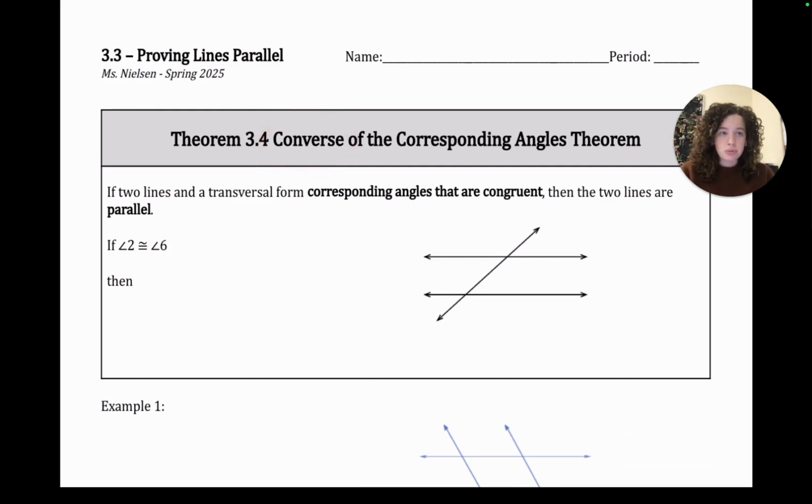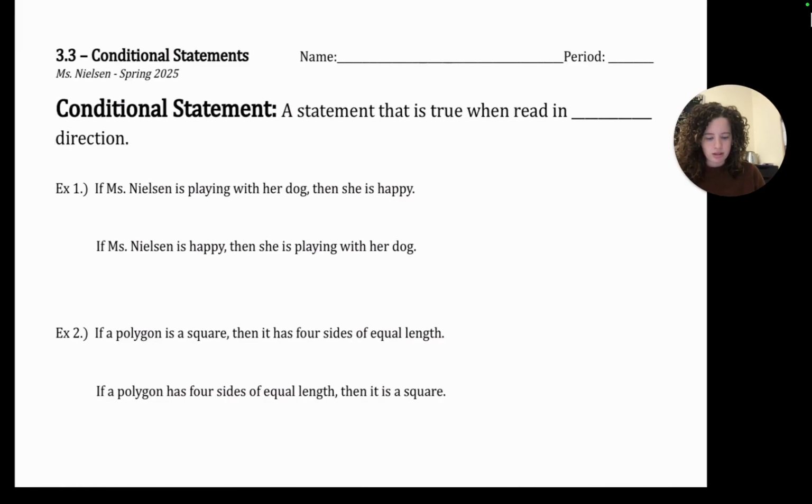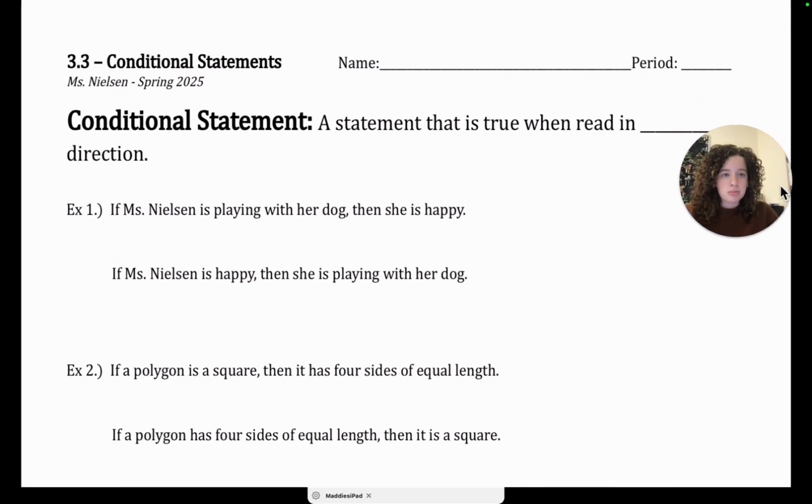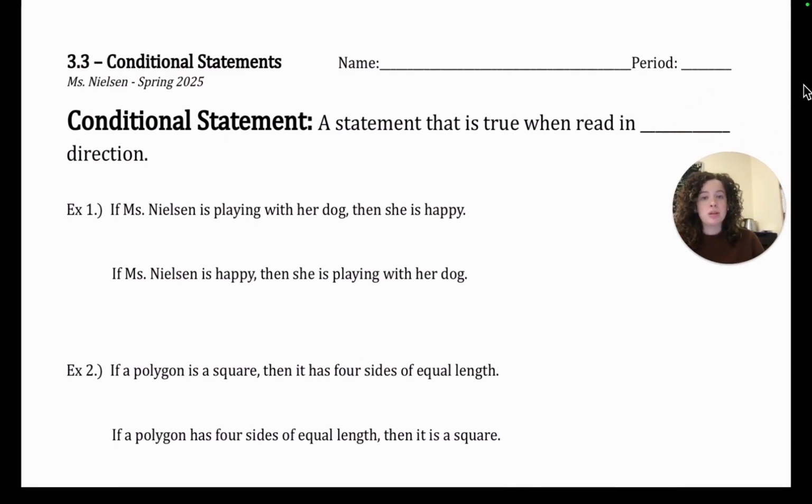So the first thing we have to talk about is, what does converse mean? All right, and I don't mean the sneakers. So let's go back to our conditional statements sheet here. There we go, conditional statements. All right, so when we talk about conditional statements, a conditional statement is a statement that is true when read in one direction. All right, just one direction, not both ways, just one way. So I'm going to give you a very basic example of this. It's not like an official definition kind of answer to this, but a very basic answer.